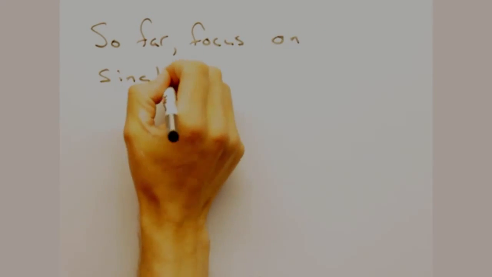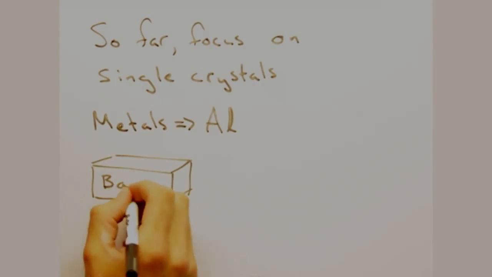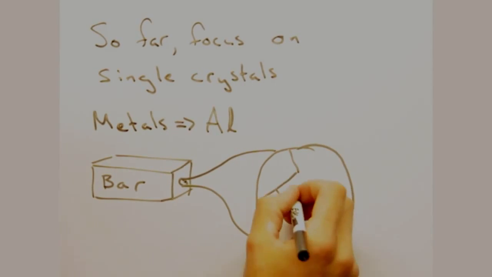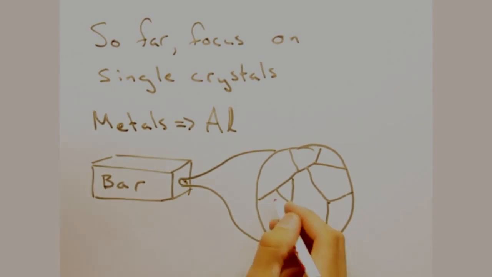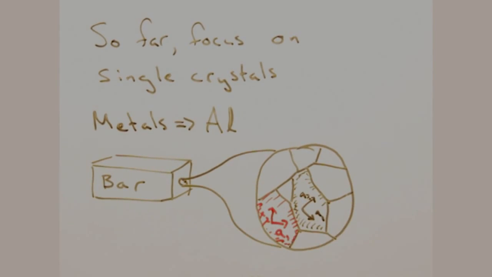So far, we focused on single crystals, but in practice, many metals, such as aluminum, are composed of many small crystals in different orientations. So aluminum, while it doesn't have facets, does indeed have a microscopic crystal structure.